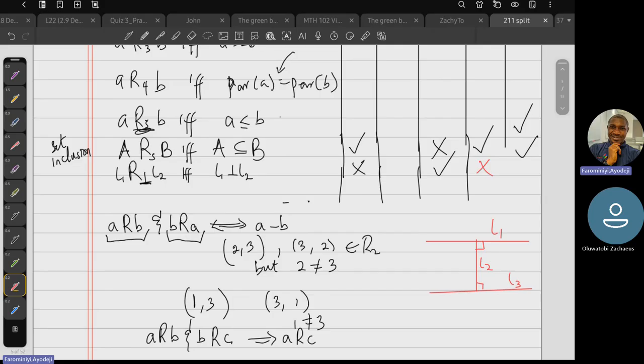All right, so line 1 is perpendicular to line 2, line 2 is perpendicular to line 3, but line 1 is not perpendicular to line 3. Is it antisymmetric? No, sir. We have line 1 perpendicular to line 2, line 2 perpendicular to line 1, but line 1 is not the same thing as line 2. Yes, sir.